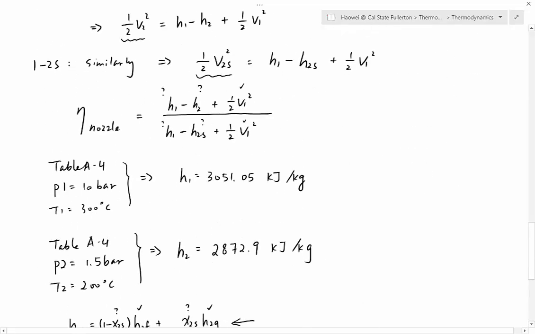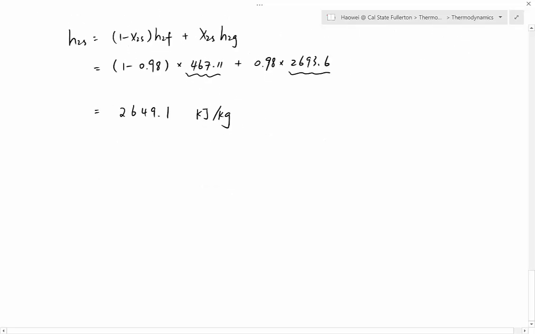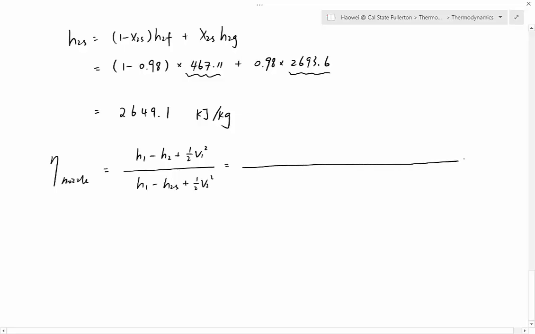So now we have h1, h2, and h2s. Let's go back to this efficiency equation. Do we have everything now? Yes, we do. So we plug in everything. Eta, the nozzle efficiency, is equal to h1 minus h2 plus 1 over 2 v1 squared, divided by h1 minus h2s plus 1 over 2 v2 squared.